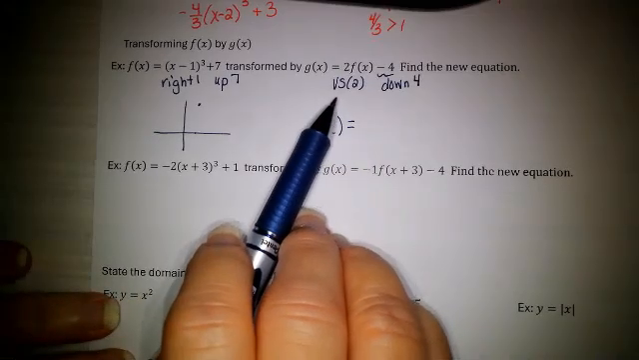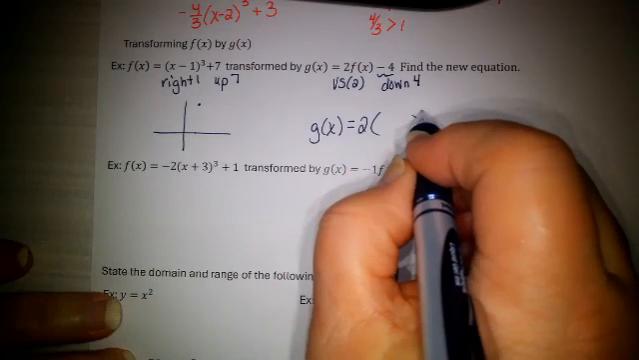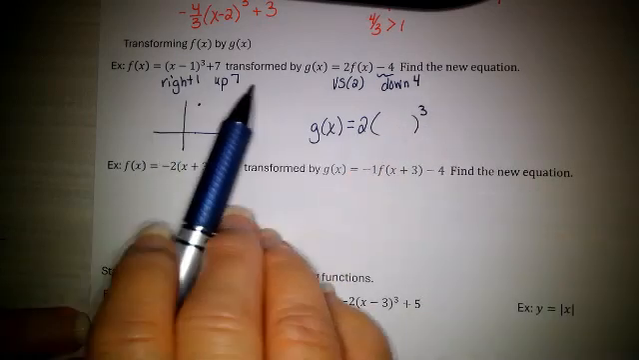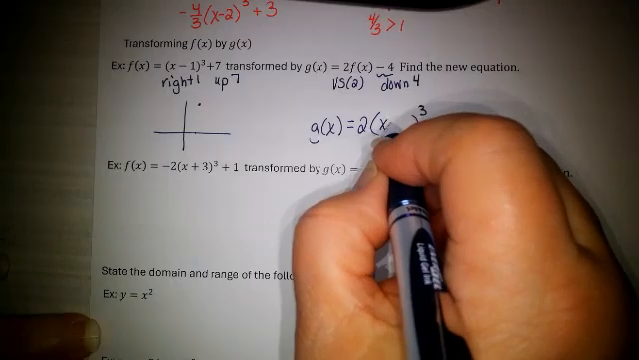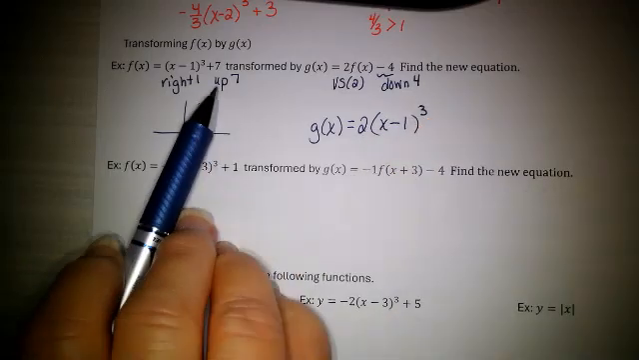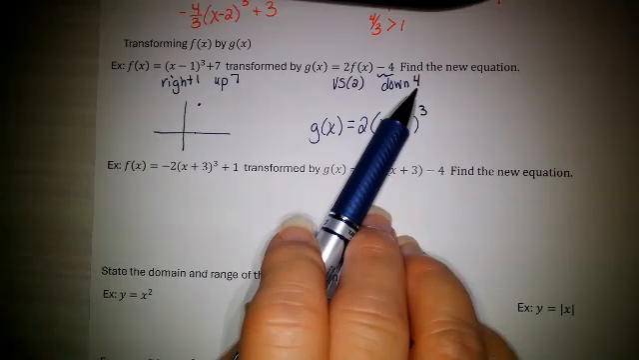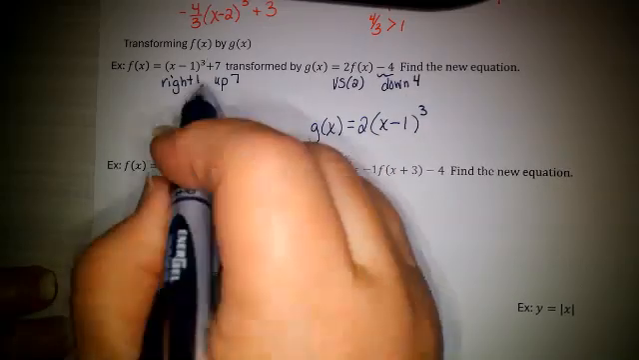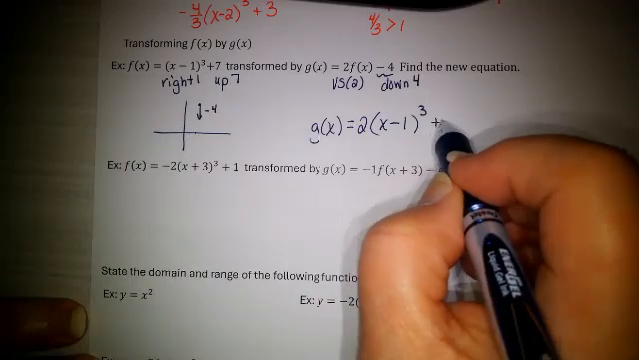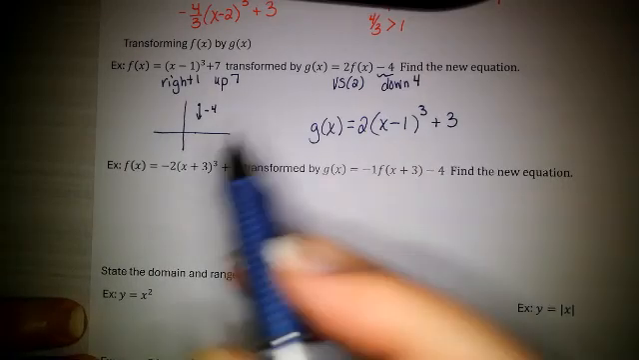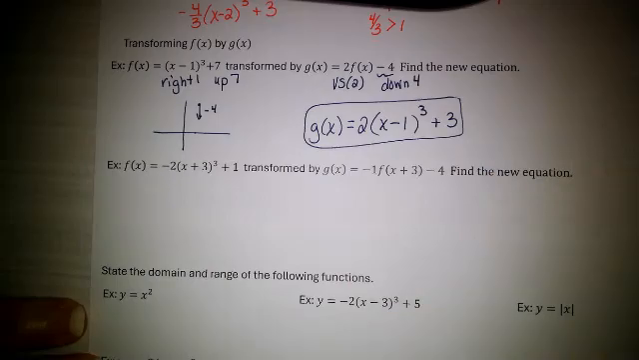Well, the a value is the vertical stretch of 2. Now let's look at the horizontal. The only horizontal move was this one to the right 1, so that didn't change. But this one was up 7, and then this one went down 4. So think about it. If I'm up here at 7, but I go down 4 spaces, I end up at plus 3. And there's my new equation based on the transformations they gave me.